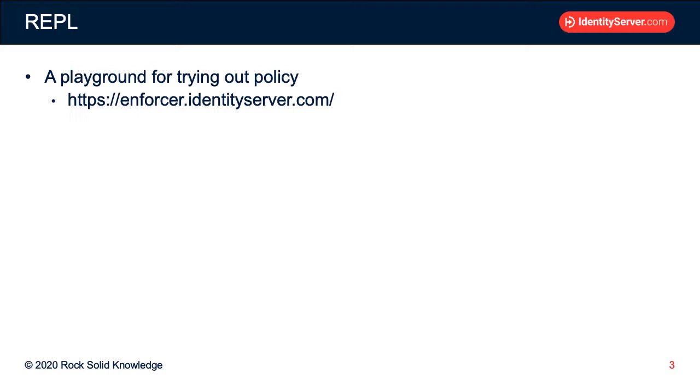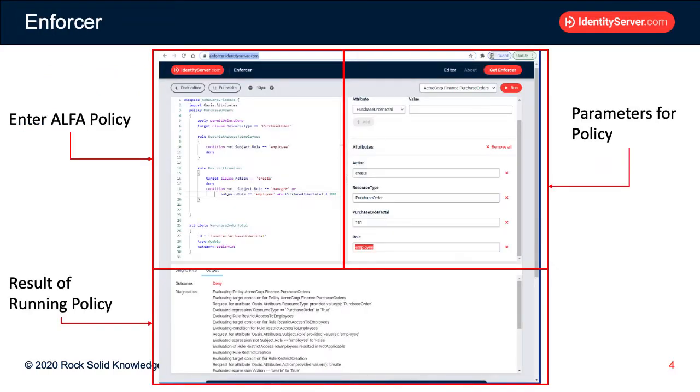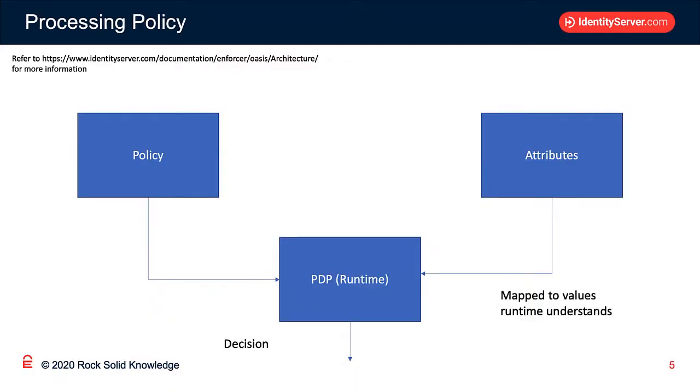The URL for the REPL is here, and you can also find this URL on the Identityserver.com site. So the REPL looks like this. It's a 3-pane setup. On the top left, this is where we enter the policy written in ALFA. On the top right, we can specify any attributes used within that policy to allow us to test the policy out. We can run that policy, and then the result of running that policy we can see in the bottom pane.